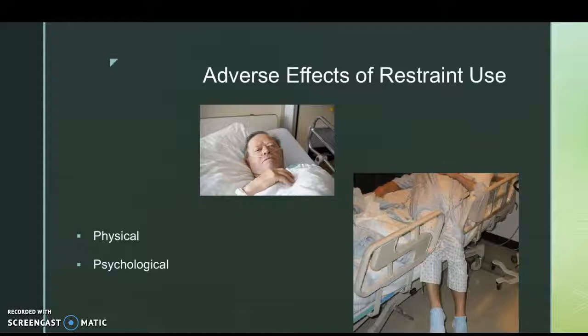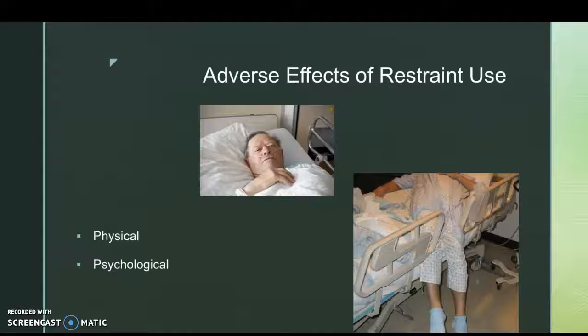Adverse effects of restraint use. There's two types, physical and psychological. If you think about it, if I were to tie your hands or feet or restrain you from your normal activities or movements, it can create a lot of anxiety, anger, mistrust. These are examples of psychological adverse effects.